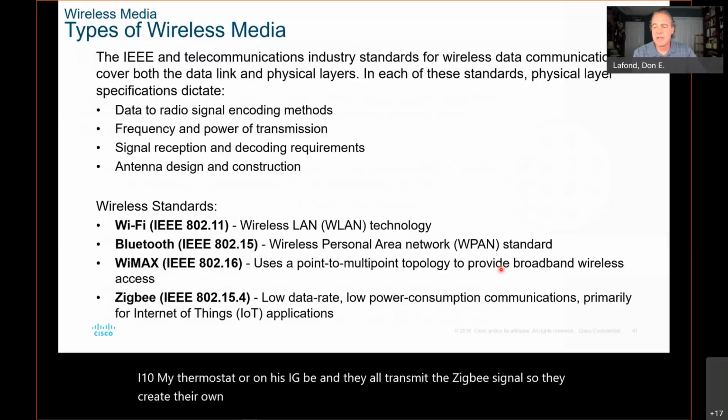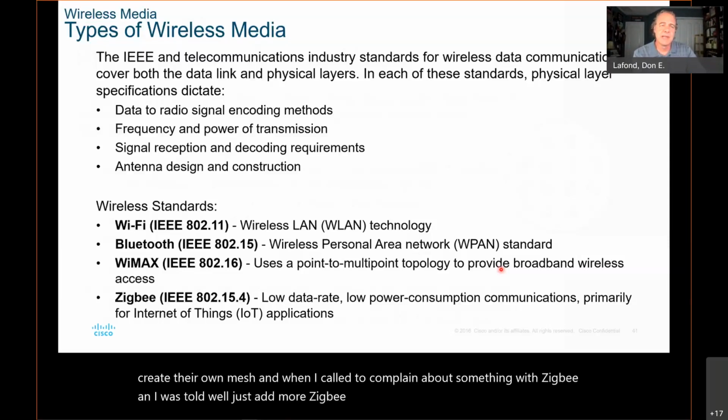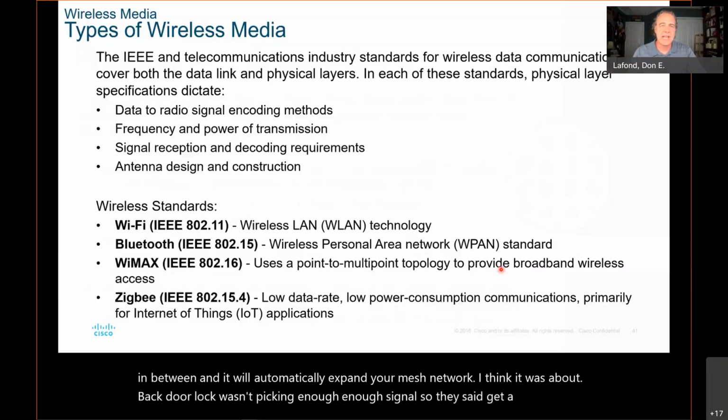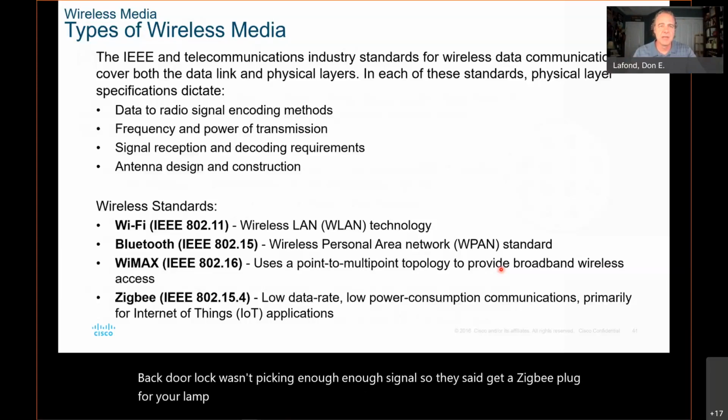And when I called to complain about something with Zigbee, I was told, well, just add more Zigbee devices or something in between, and it will automatically expand your mesh network. I think it was a backdoor lock wasn't picking enough signal, so they said, get a Zigbee plug for your lamp that's in the middle, and you'll be good to go. And sure enough, I did, and it worked.